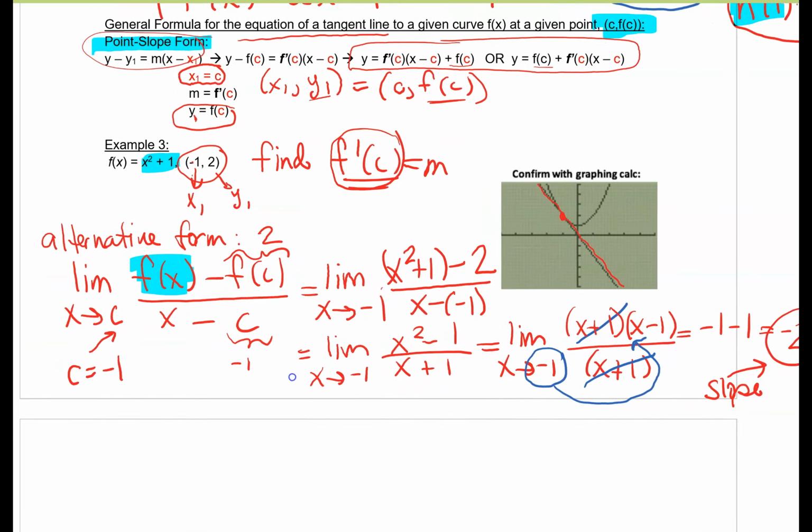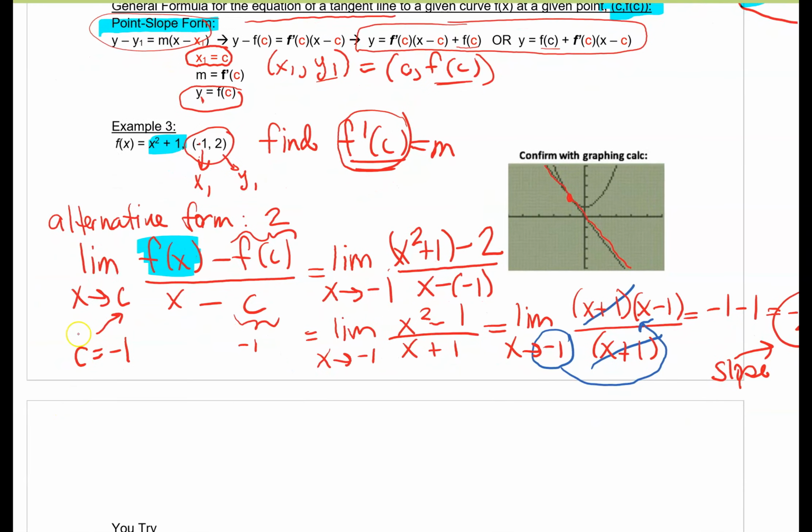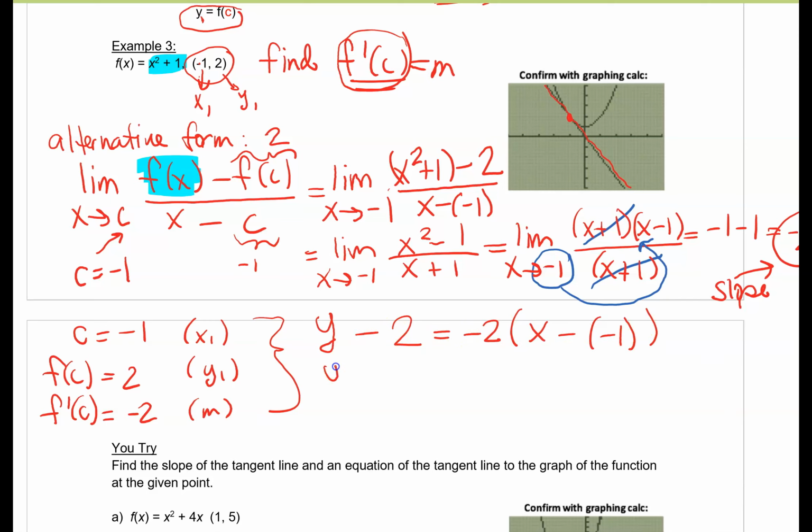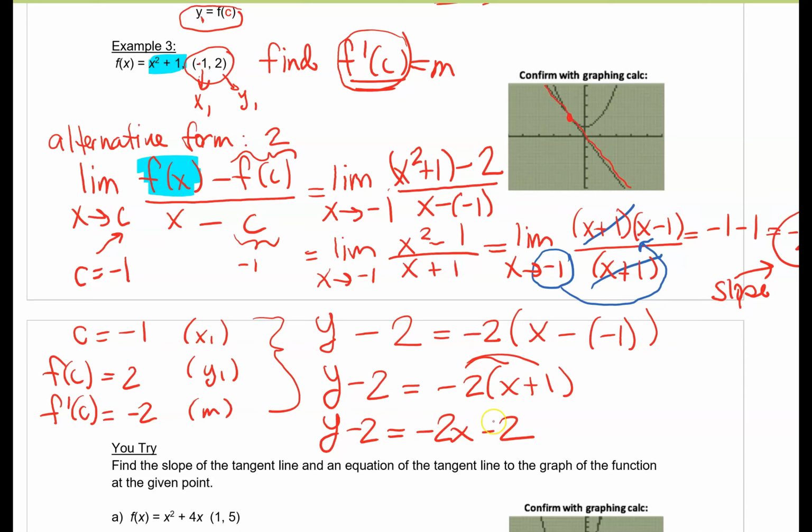But let's write the equation of the line. Okay, so I know that my c is -1, right? That's the x1. I know my f of c is 2. That's like the y1. And now I know my slope. I'm so excited. So f prime c is -2. That's my slope. So if I do point slope form, that would just be y minus y1 equals slope times x minus x1. Y minus 2 equals -2 times x plus 1. I'll distribute the -2. And then I'll add the y coordinate over.